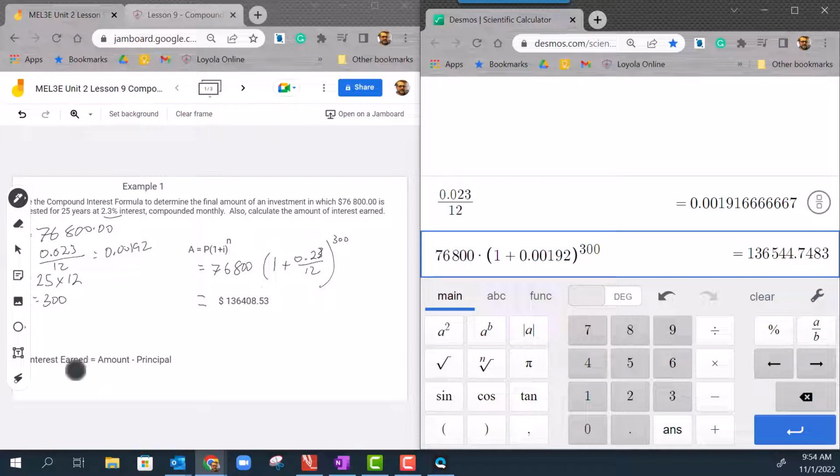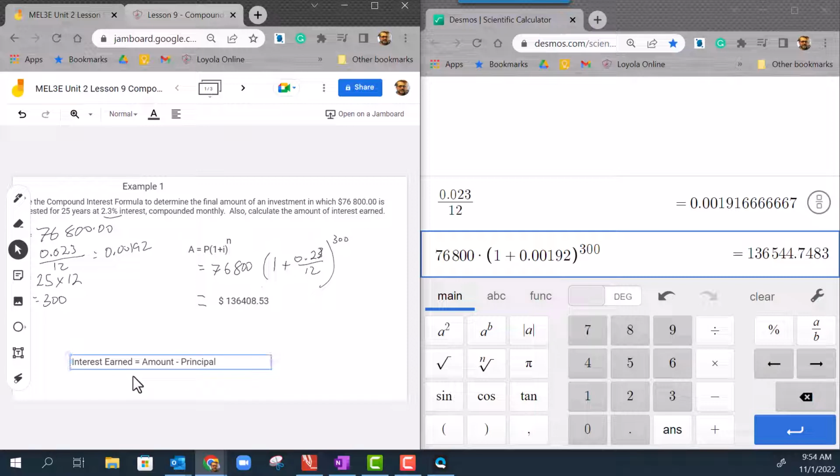The interest earned is the amount minus the principal. So how much did we actually make? The final amount is 136,408.53. So I'm just going to duplicate that, minus the principal, $76,800, equals.